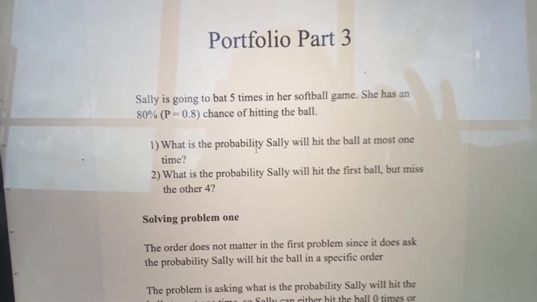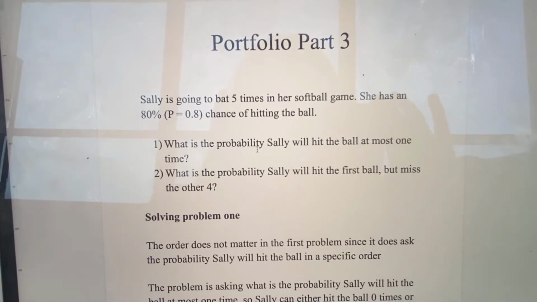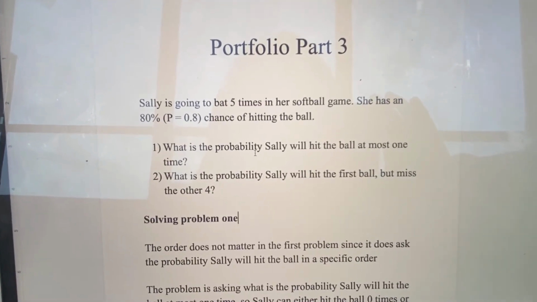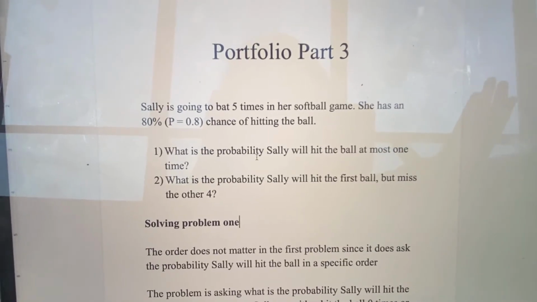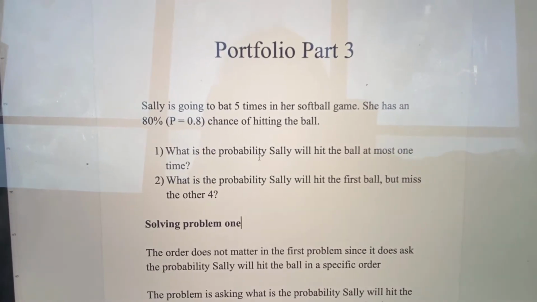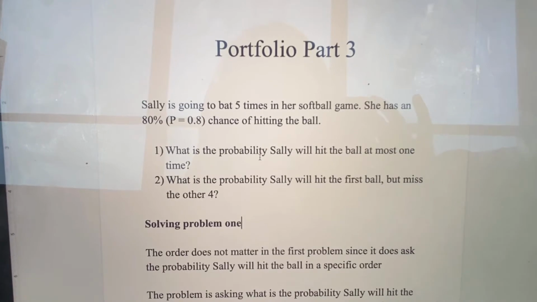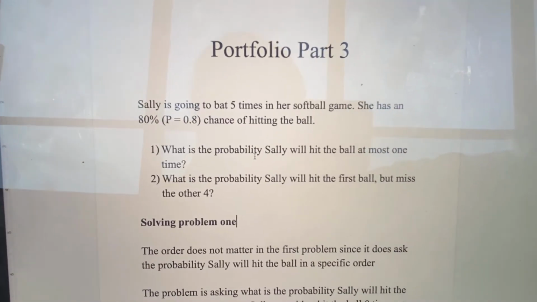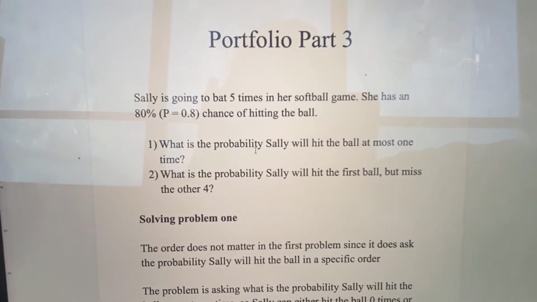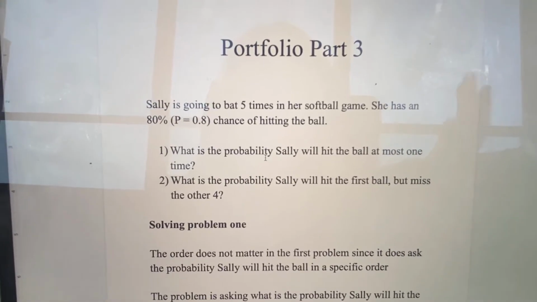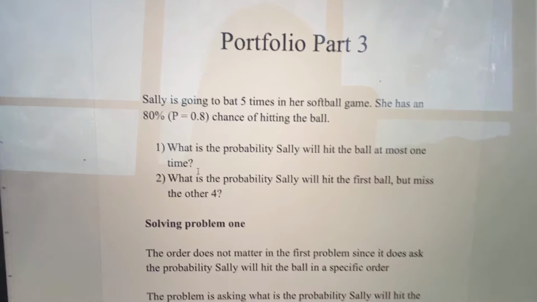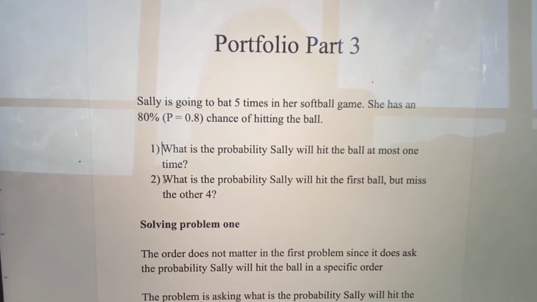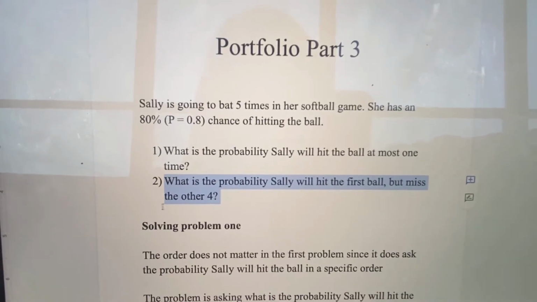Okay, so our problem is Sally is going to bat 5 times in her softball game. She has an 80% chance, or P equals 0.8, of hitting the ball. What is the probability Sally will hit the ball at most one time? And what is the probability Sally will hit the first ball but miss the other 4? Those are the two problems we're going to be solving. I will be solving the first one, and my apprentice will be solving the second one.